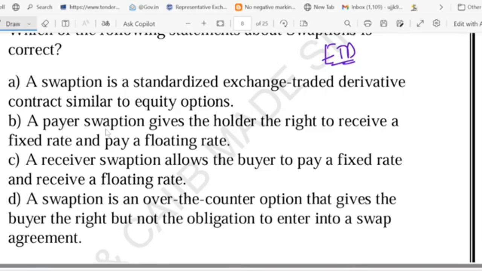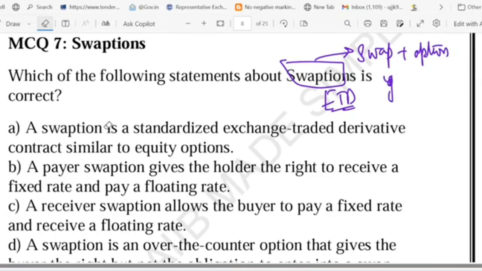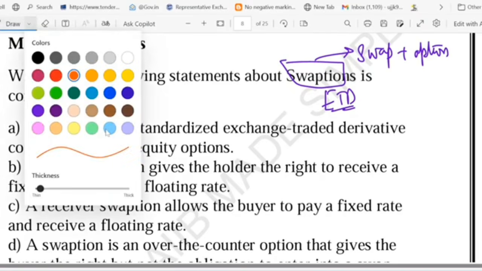So friends, let's first understand what swaption is. If we talk about the swaption, it is a combination of two words, swap plus option. It means you are buying an option. So let us understand what this swap and option is.